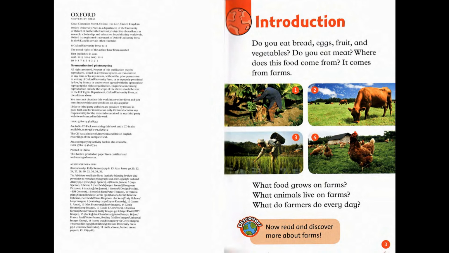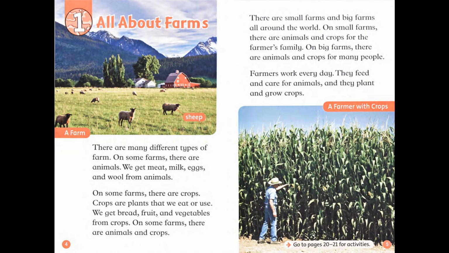Chapter 1. All about farms. There are many different types of farm. On some farms, there are animals. We get meat, milk, eggs, and wool from animals. On some farms, there are crops. Crops are plants that we eat or use. We get bread, fruit, and vegetables from crops. On some farms, there are animals and crops.